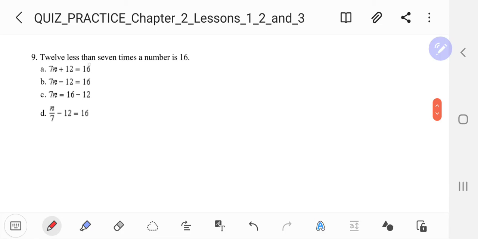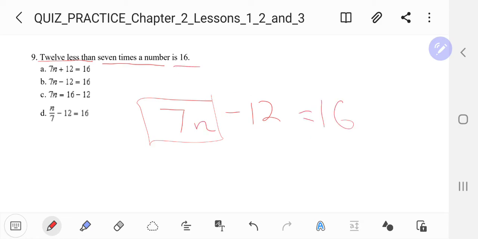Okay, we have 12 less than. We know what that does. Minus 12 from something. What's it subtracting from? 7 times a number. 7n. And then is 16. We mostly get that.